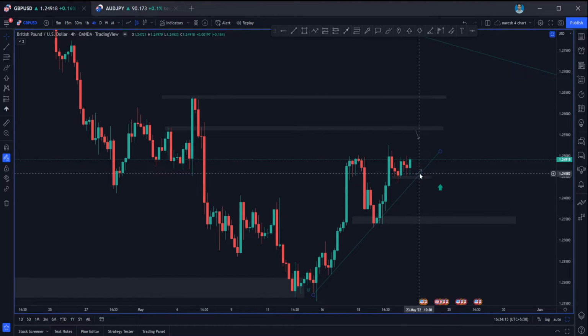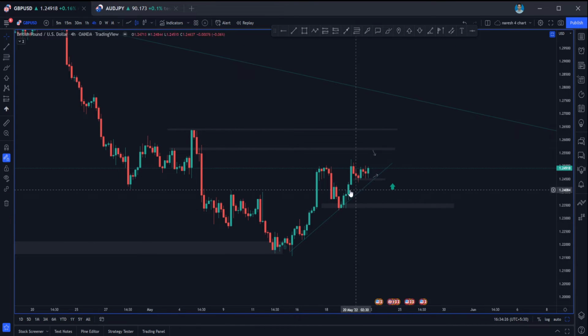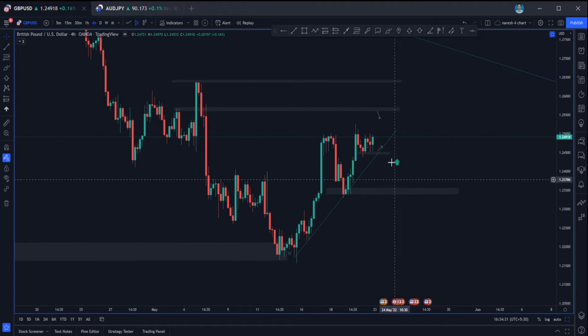So I'll be looking for long entries from this area, guys, and targeting this level. If it is breaking this level, I can look for this target as well. So I'll be only bullish, I'm bullish on GBPUSD, EURUSD and AUDUSD as well. So I'll be looking for only long entries here.